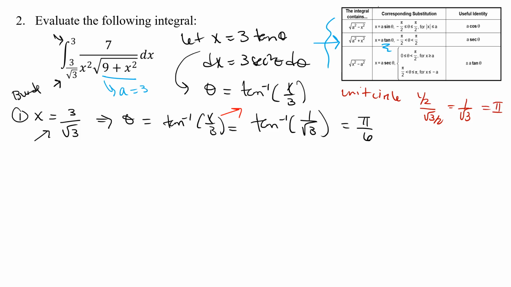And then, so we know that's the sine over cosine, right? And so we go to the unit circle. So that's how we get this pi over 6, okay? All right, and then let's do the upper bound, right?